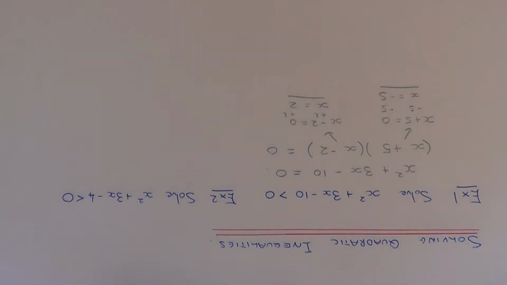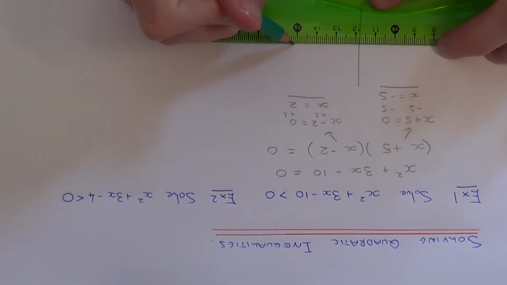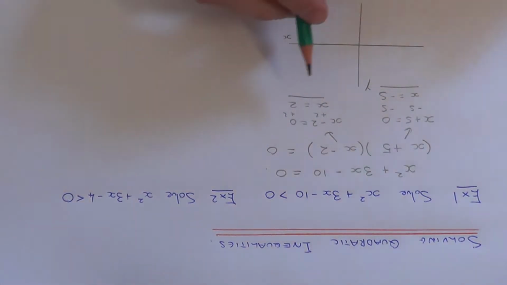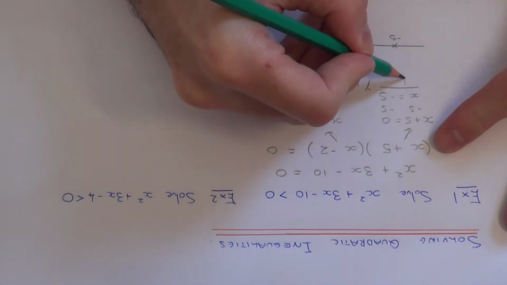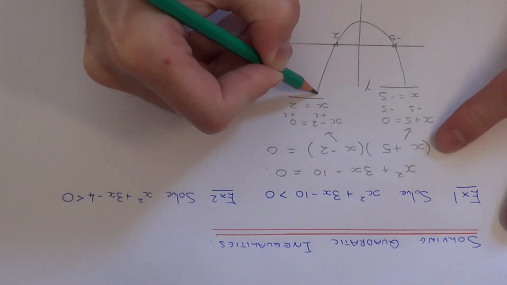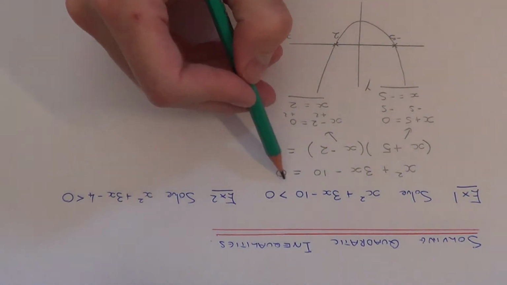So we're now looking for the values which give us an answer more than 0. So the best way to do this is just to quickly sketch the graph out. So we know our solutions were minus 5 and the other solution was plus 2. So you should know that quadratic is a parabola. Okay, so we're looking for the values which are more than 0.